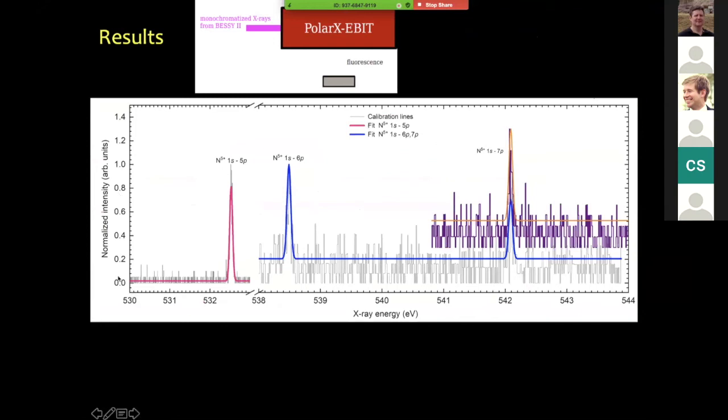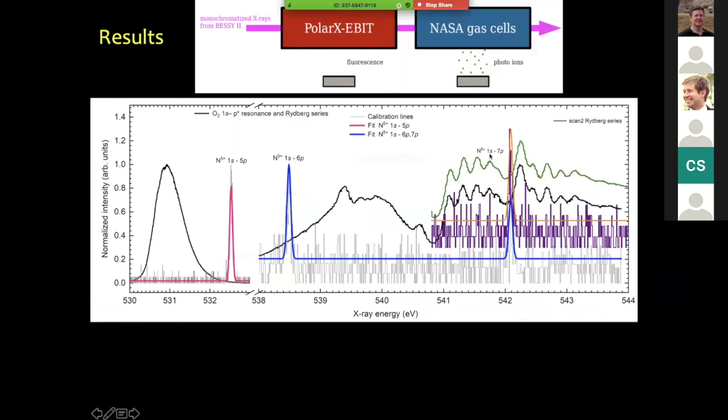This is the intensity as a function of monochromator energy, and we photoexcite helium-like nitrogen. One is the 5p transition, one is the 6p transition, and also one is the 7p transition. We simultaneously measure the oxygen Rydberg series, which is shown here in the black curve, and we recalibrate this molecular oxygen Rydberg series with these highly charged ion lines, the 7p and 6p transitions.